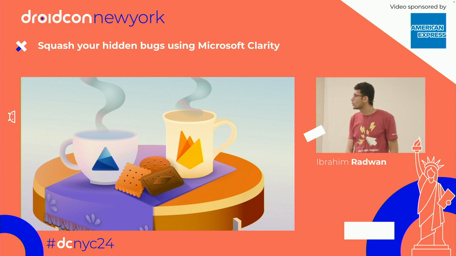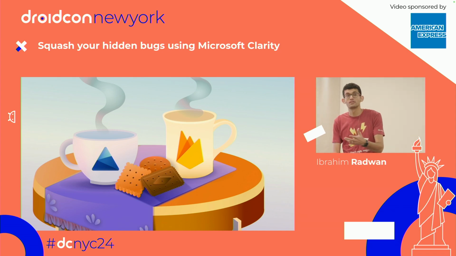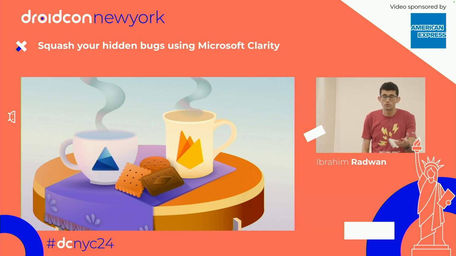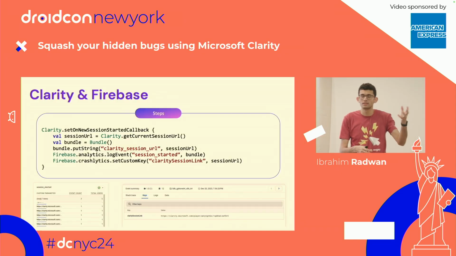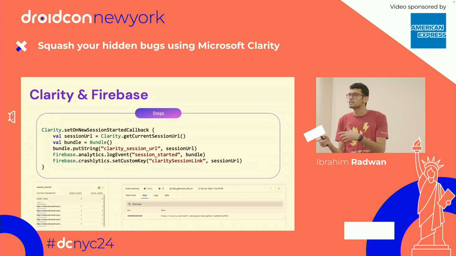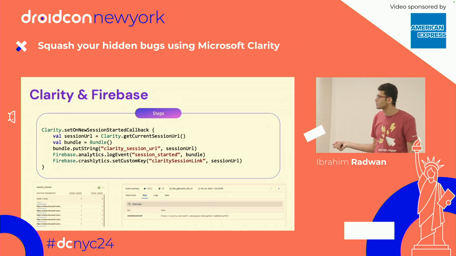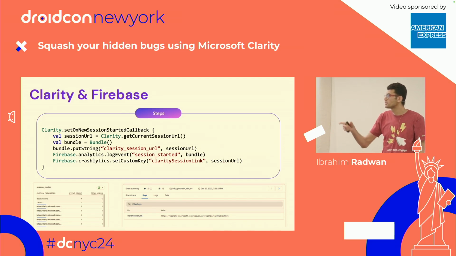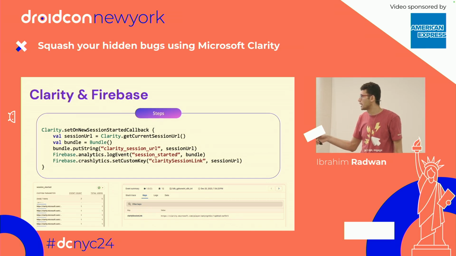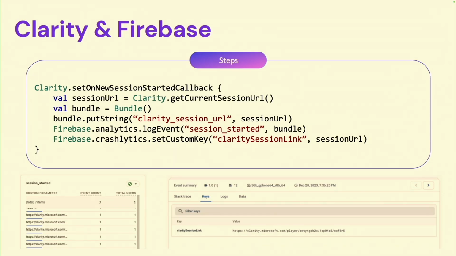Okay, so now moving on to integrating Clarity with other analytics services. Let's say you are using Firebase, for example, as an analytics service within your app, and you'd like to integrate both together. You can link the Firebase or other analytics service events with Clarity through our session URL. Basically, you add Clarity's session URL as a dimension or a custom key to your Firebase events. Whenever this event is triggered on Firebase, you get the Clarity session link as a custom key, where you can check the link to see what actually happened that led to this particular event.